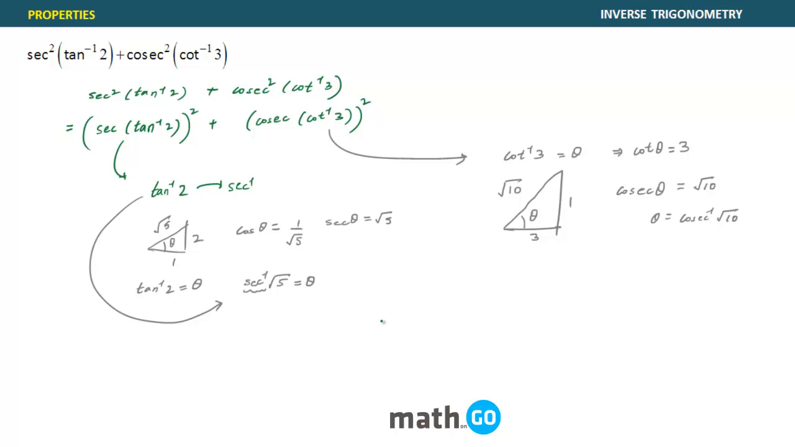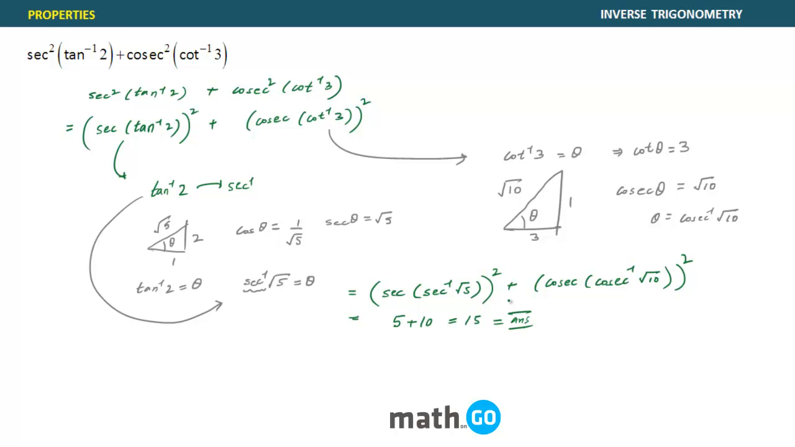So if you were to find the answer, it would be something like secant of secant inverse root 5, whole square, plus cosecant of cosecant inverse root 10, whole square. This is what you will have, and this is nothing but 5 and this is nothing but 10. The answer that we will get is 15. This is the answer that you will mark in the paper.